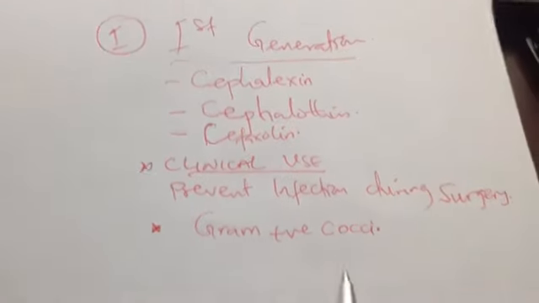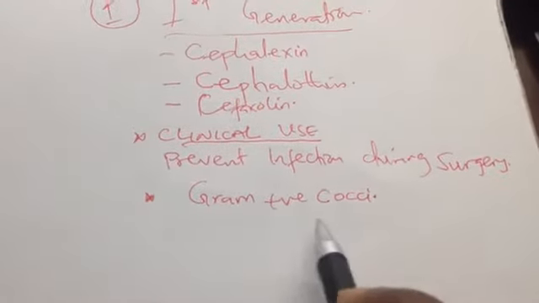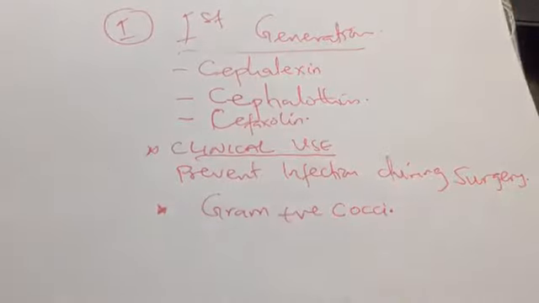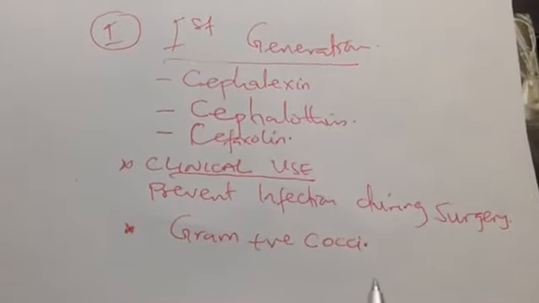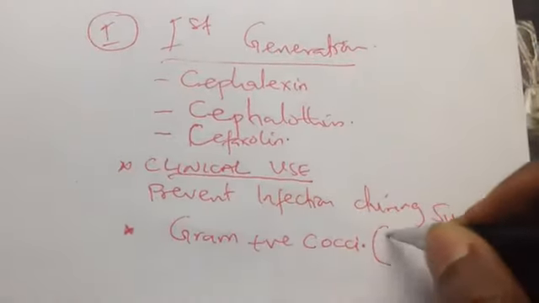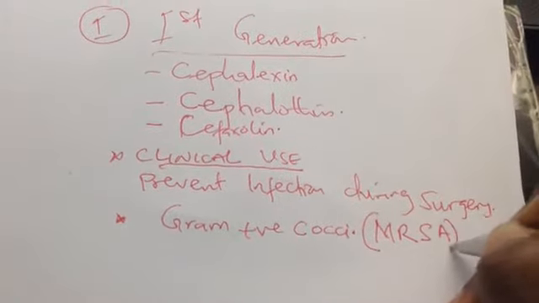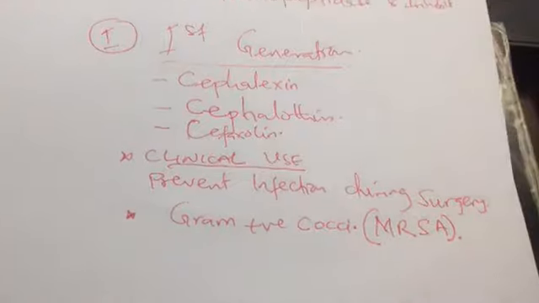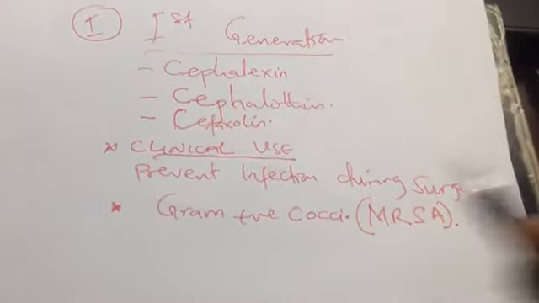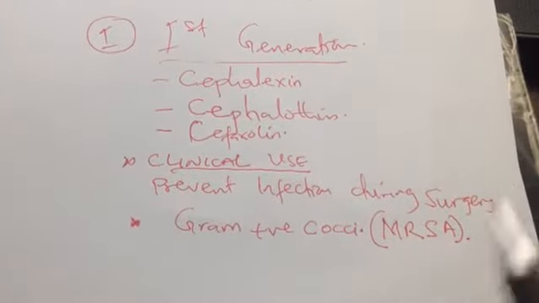All the gram-positive cocci are sensitive to this first generation cephalosporin, with the exception of methicillin resistant Staphylococcus aureus. So this is a naughty bacteria. This is only treated with vancomycin.